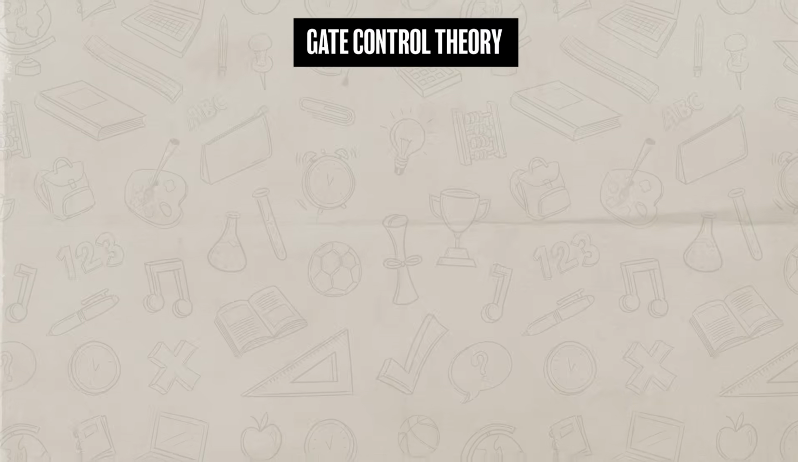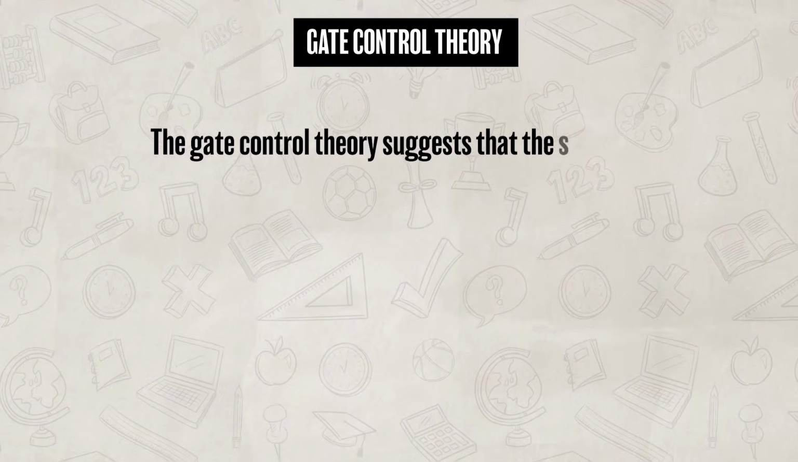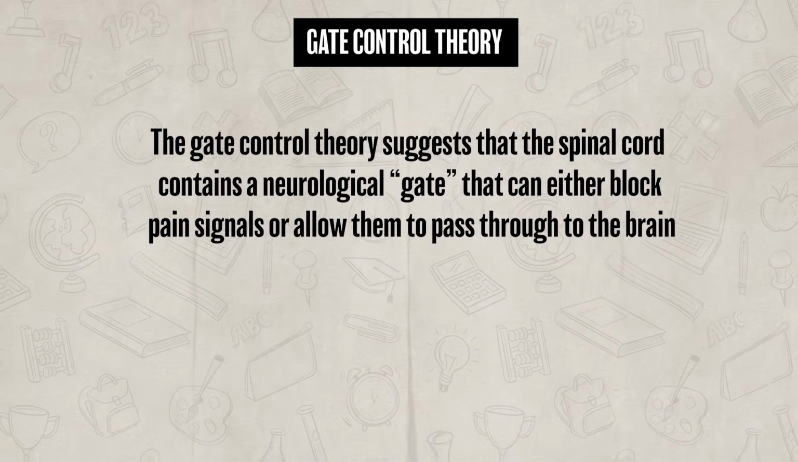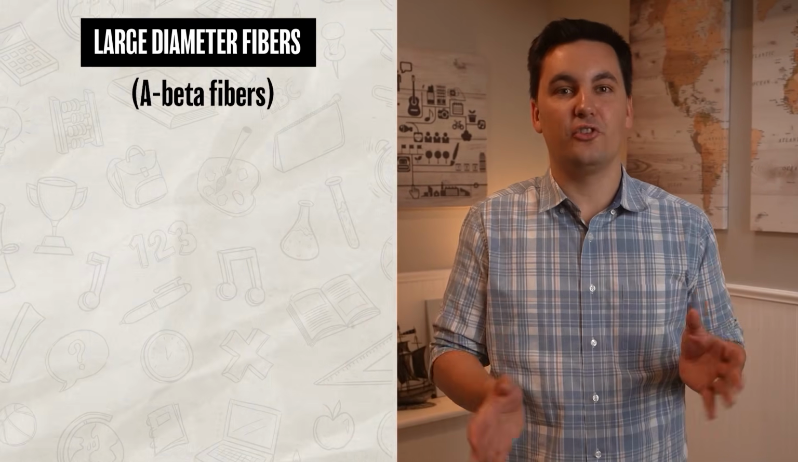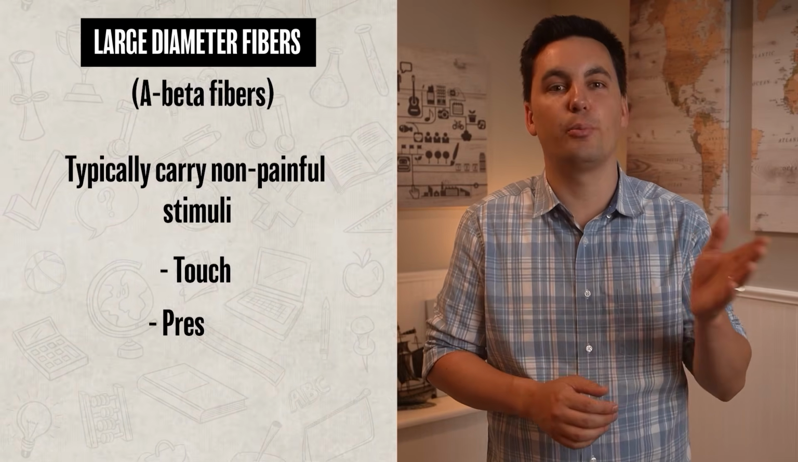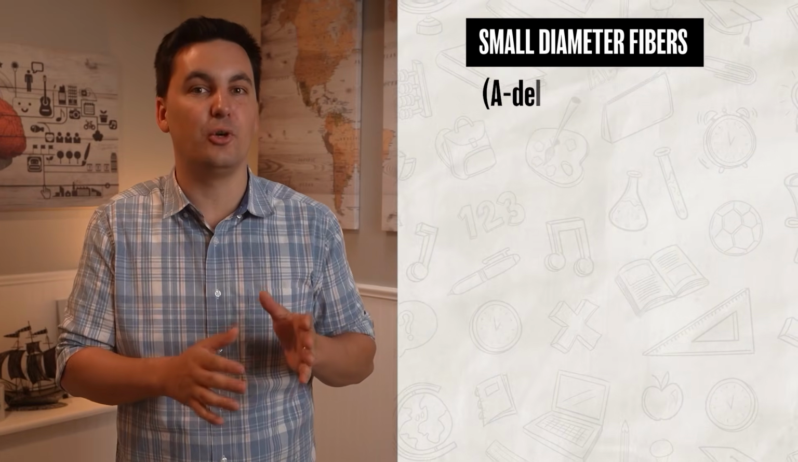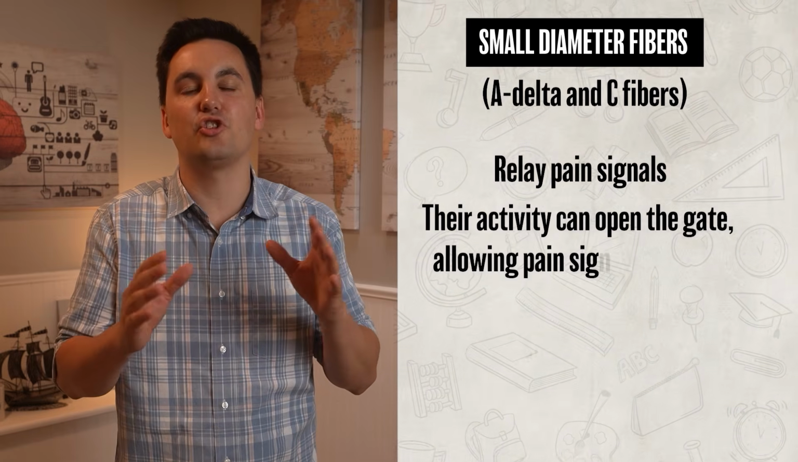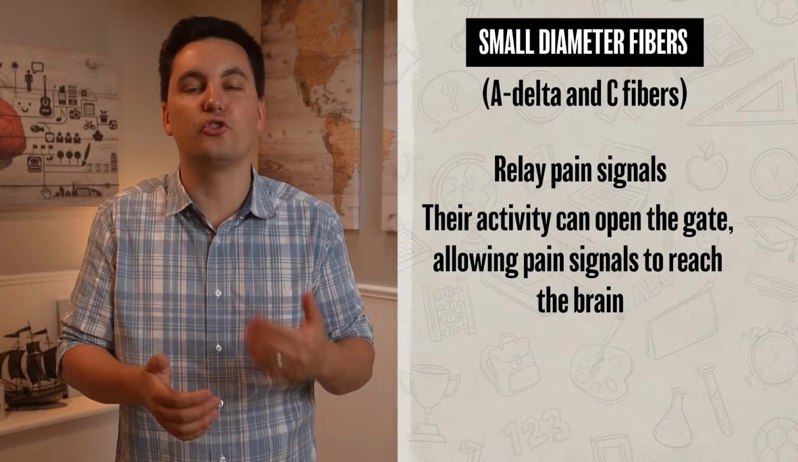The gate control theory suggests that the spinal cord contains a neurological gate that can either block pain signals or allow them to pass through to the brain. This gate is influenced by the activity of different types of nerve fibers. Large diameter fibers, A beta fibers, typically carry non-painful stimuli, such as touch or pressure. Their activity can close the gate, reducing the perception of pain. On the other hand, those small diameter fibers, A delta and C fibers, carry pain signals. Their activity can actually open the gate, allowing pain signals to reach the brain.